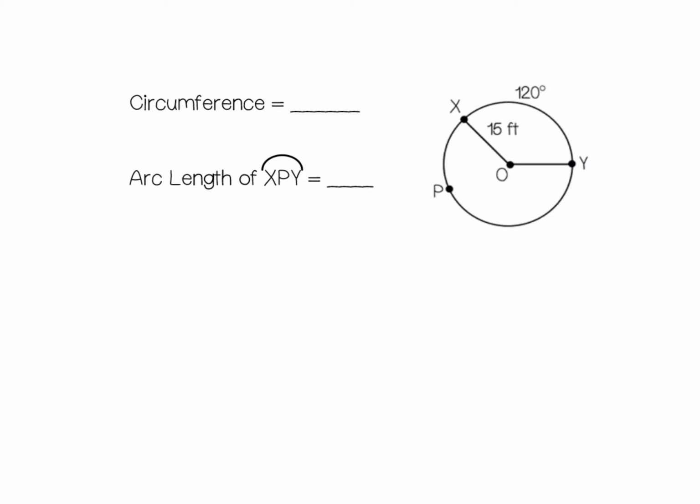For this example, the circumference of the circle would be 2 times pi times our radius, which is 15 feet. So this is 30 pi feet. And so now we have units, so I'll go ahead and include them. This is approximately 94.25 feet.